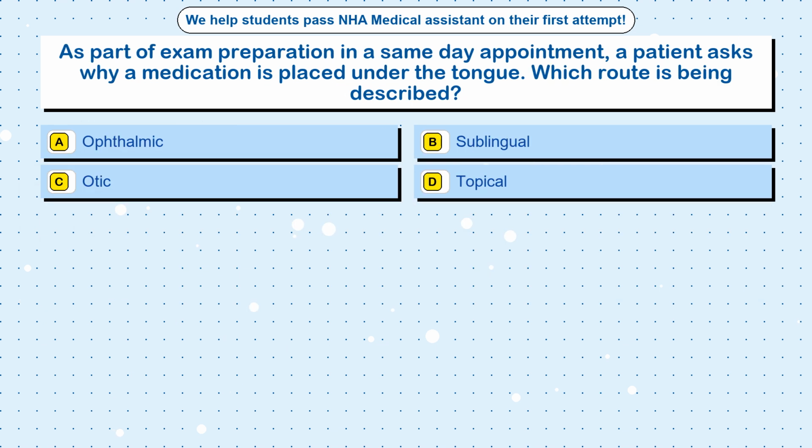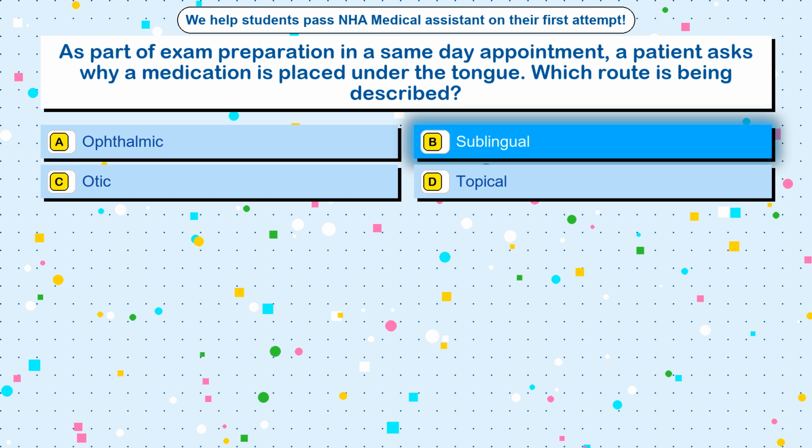Question 30. As part of exam preparation in a same-day appointment, a patient asks why a medication is placed under the tongue. Which route is being described? Option A, ophthalmic. Option B, sublingual. Option C, otic. Option D, topical. The correct answer is option B, sublingual.